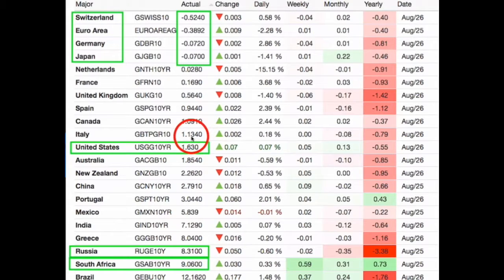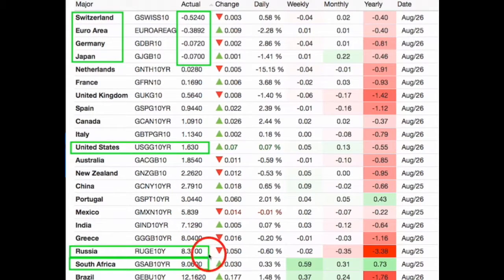And look at Italy. The banking sector right now is completely broke. They need a bailout, and you're only paying 1.13% to buy a 10-year bond from Italy. Who in their right mind is going to be financing or buying bonds in these countries that are completely broke and giving you no yield? I know what I would be doing.